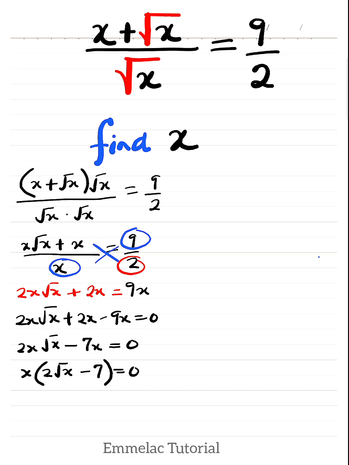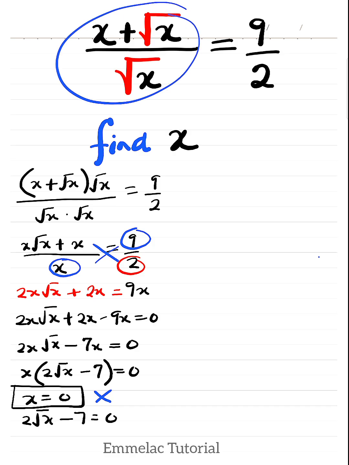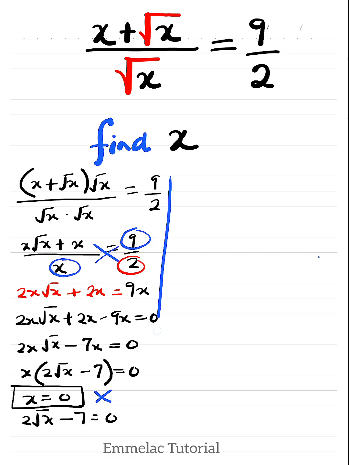Since we now have two terms which multiply to give you 0, all we just need to do here is x equals 0, that's the first, and 2 root x minus 7 equals what? 0. Okay, so to this end, the first one here, which is this, is not valid. And why is it not valid? That's because if you plug in x equals 0 into the left hand side, it's not equal to 9 over 2.